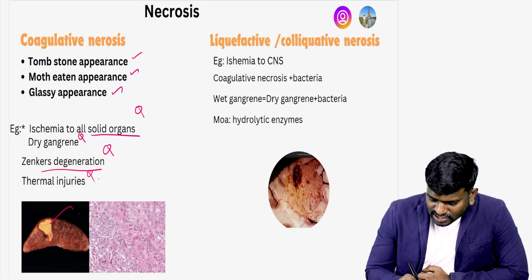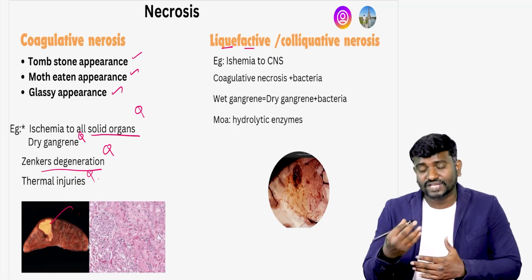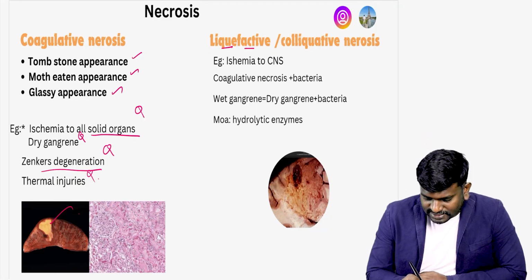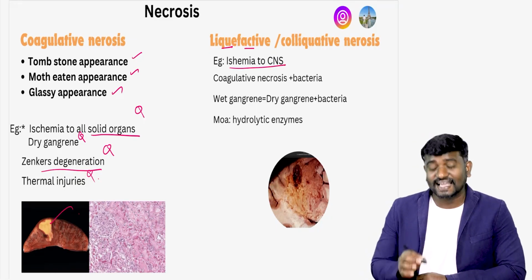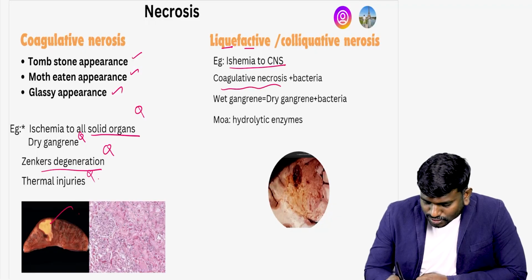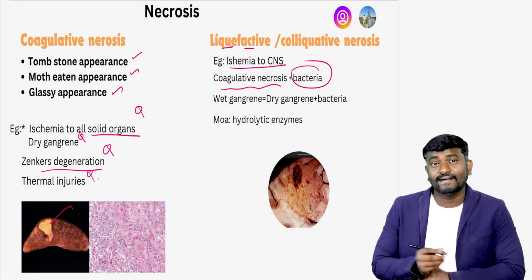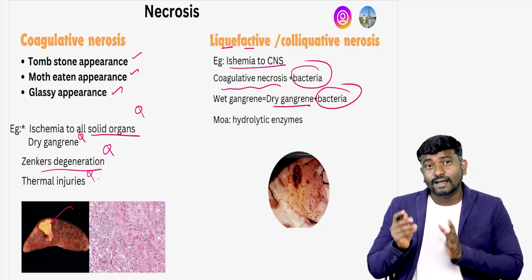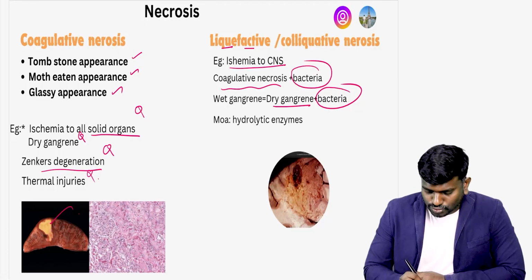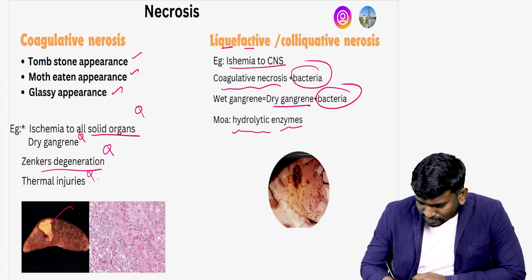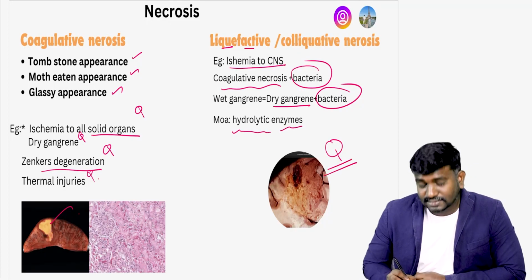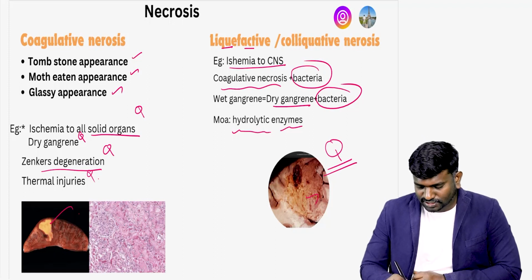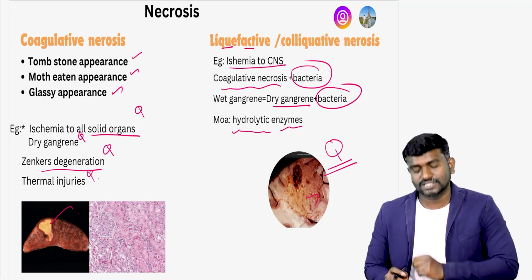Good. Now in liquefactive, the word itself is liquefaction. Therefore, it is going to be classically seen in ischemia to the CNS. Yes. Coagulative necrosis along with what? Bacteria. In wet gangrene, we will see dry gangrene along with what? Again, bacteria. Mechanism of action is going to be due to hydrolytic enzymes. This image has also been asked in the exam. Please look at the image carefully. This is going to be what? Liquefactive necrosis.